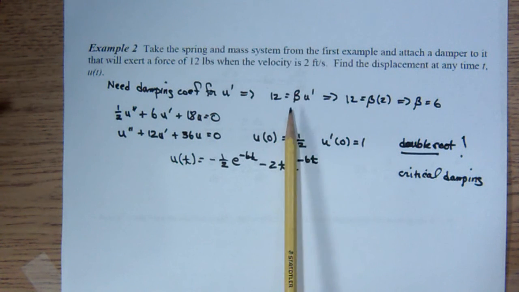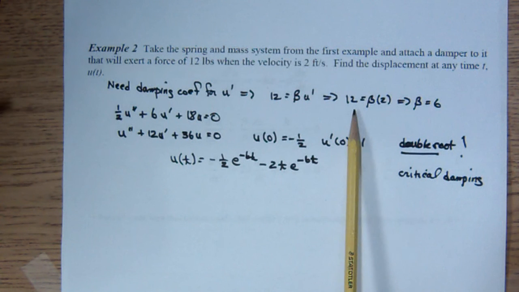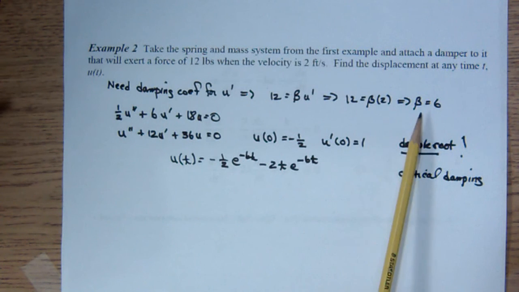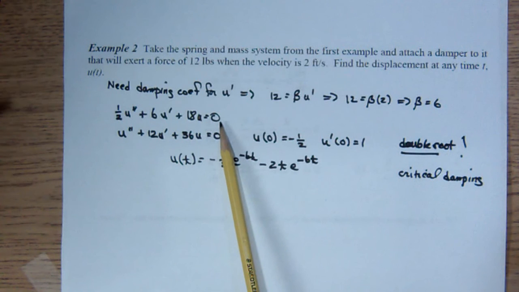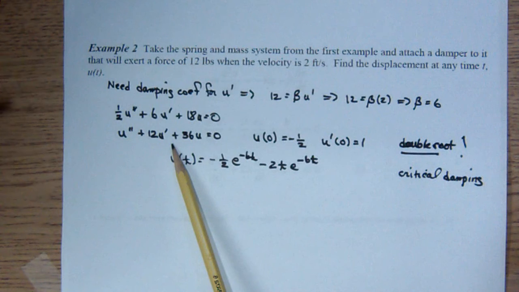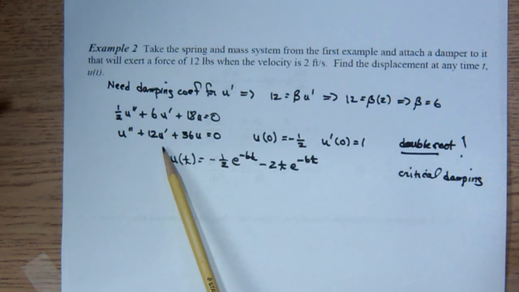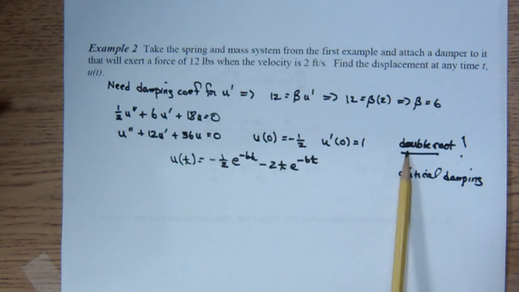So 12 is equal to beta u prime, and 12 is equal to beta times 2, so beta is equal to 6. So this is the differential equation that we have. If we multiply all the way through by the 2, we end up with this, and we might notice that this is going to be the operator (D plus 6) squared. So there is going to be a repeated root, a double root, that is going to be negative 6.